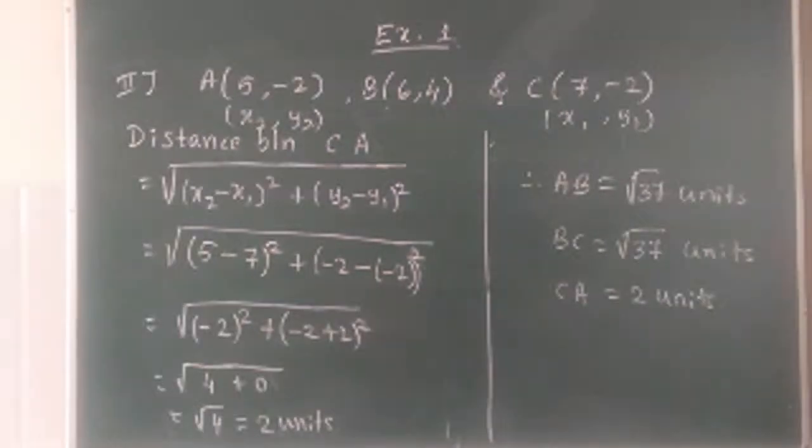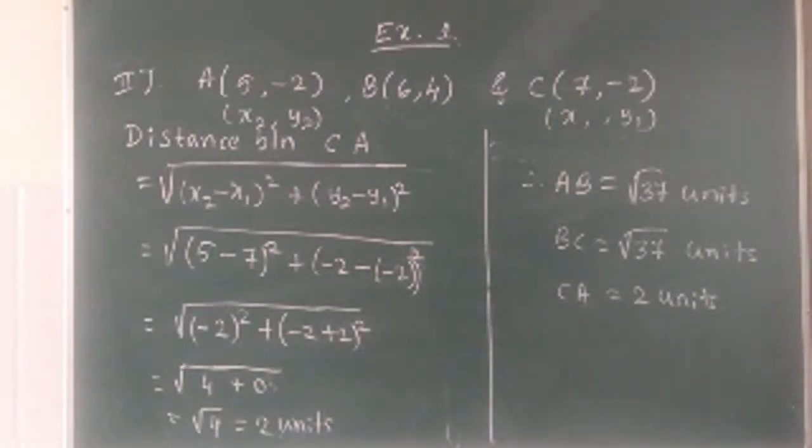Just look at the steps. At last, we have to write the statement. Therefore, the given points 5 comma minus 2, 6 comma 4 and 7 comma minus 2 constitute an isosceles triangle.